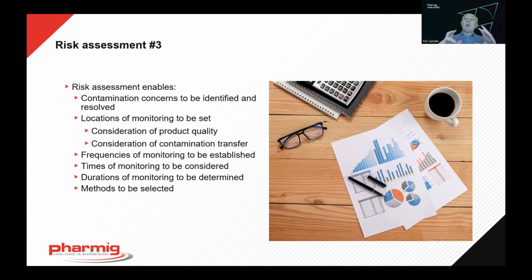Risk assessment also helps us to assess the contamination events. How severe is the contamination? How likely was the contamination to occur? Would the microorganisms survive in the product? What are the potential vectors for spreading the contamination around? So there's lots of fundamentally important information that we can derive from such risk assessments.